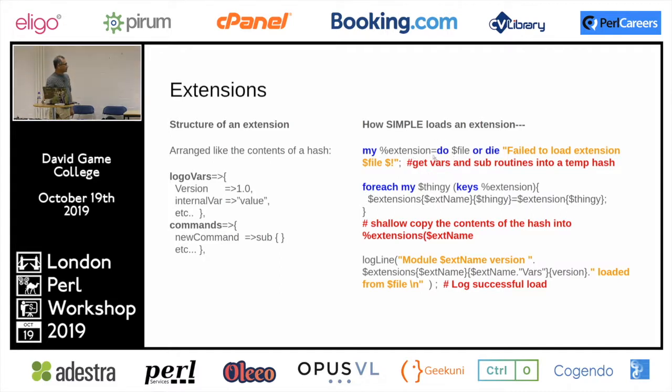It takes the file that actually contains the extension. And then for each key in that extension, each variable, logo vars, command, whatever, it collects a repository of extensions within your code and extends that for you. So it shallow copies the contents of the hash into the extensions. Missing bracket there. And then it logs the extensions loaded. By doing it this way, I can record a successful loading of the extension.